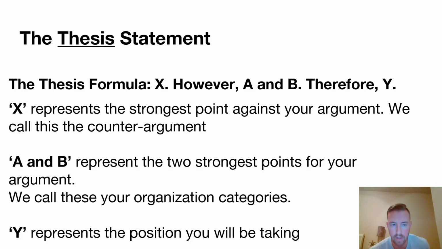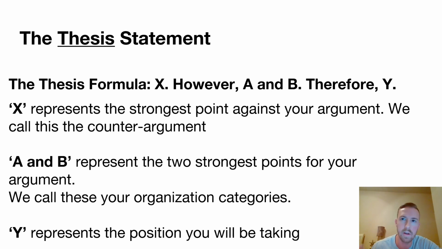So let's start with the thesis statement and the formula that I provide on how to ensure that you have the points for the thesis statement. Here's how this works. Here's the simple formula. The formula is X, however, A, B, therefore Y. X, however, A, B, therefore Y. The X represents the strongest point against your argument.